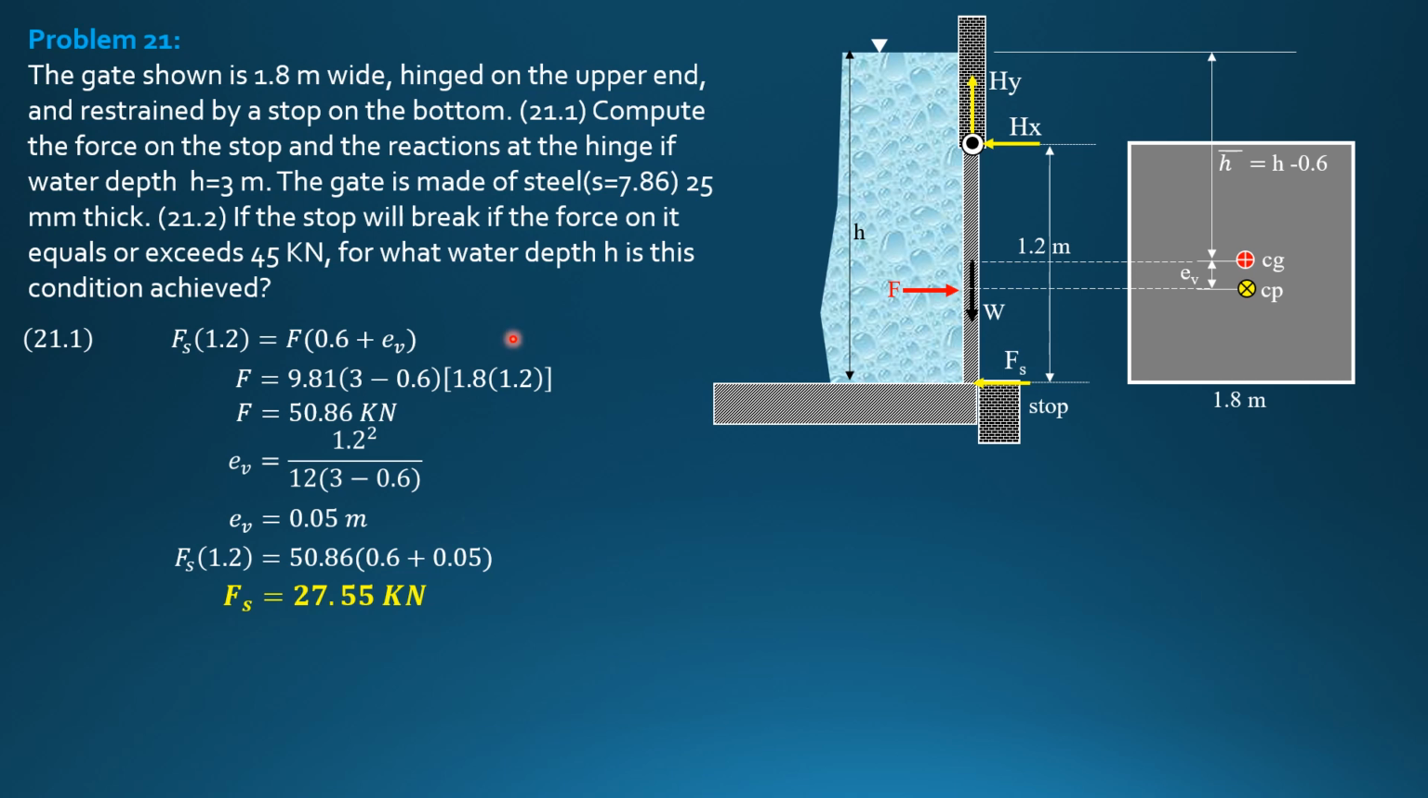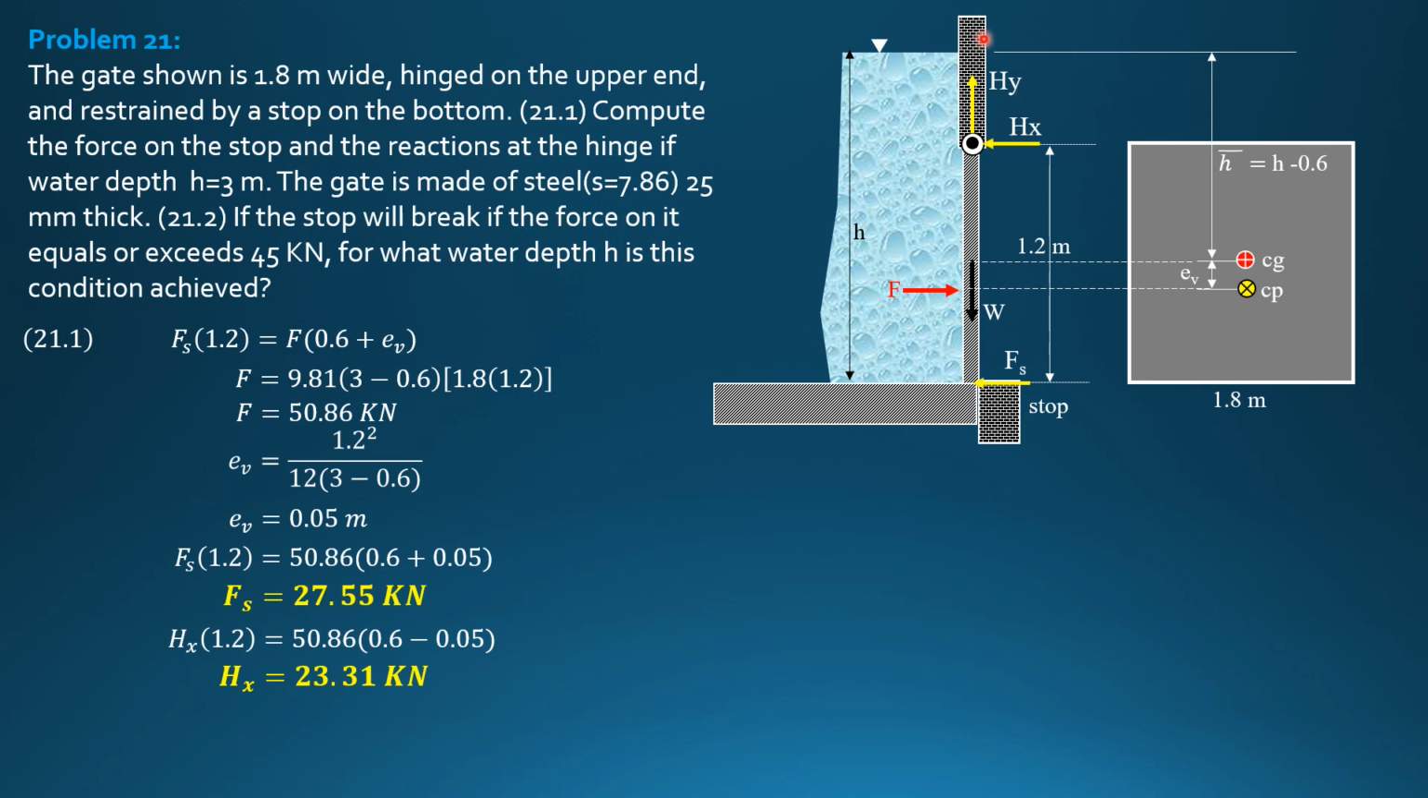And next is the reactions at the hinge. So we sum up moments about the stop to solve for Hx. And the moment arm of F is 0.6 minus e sub v this time. So Hx times 1.2 equals F, 50.86, times quantity 0.6 minus 0.05. This is centroid to bottom, 0.6 minus e sub v, so 0.6 minus 0.05. So Hx is 23.31 kilonewtons.